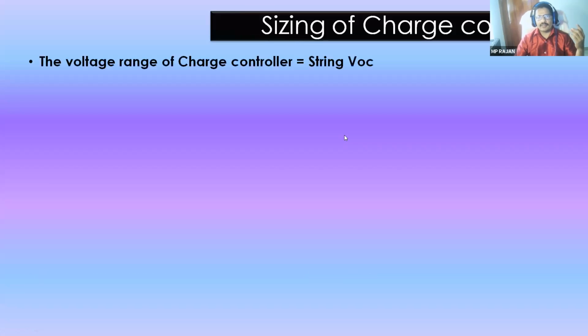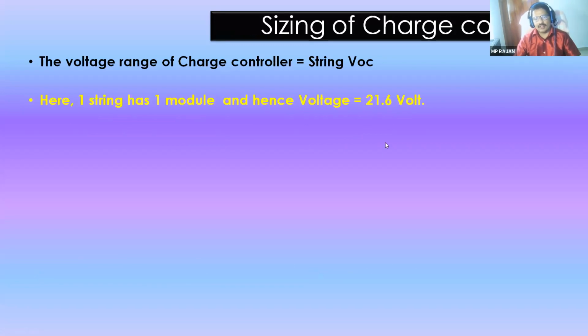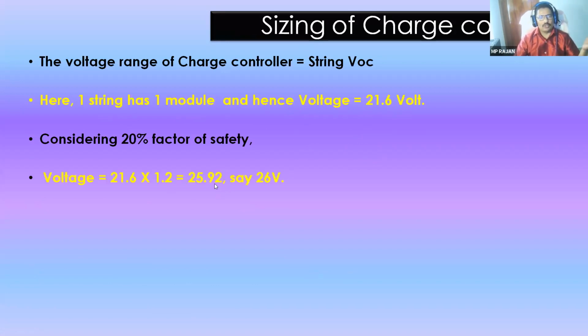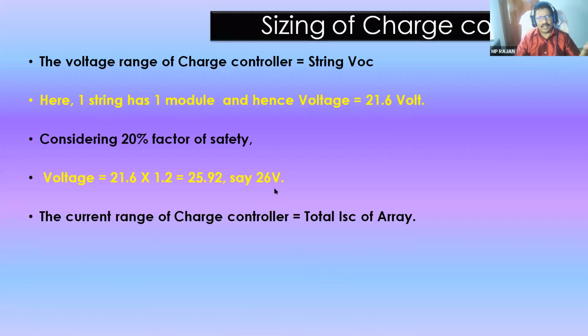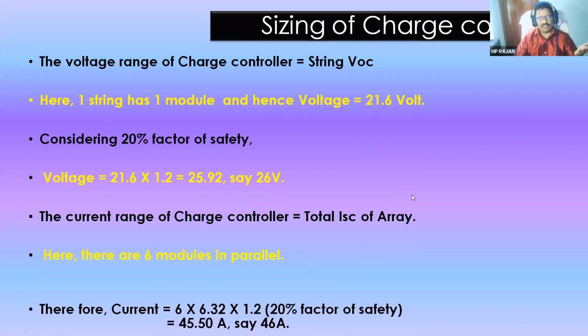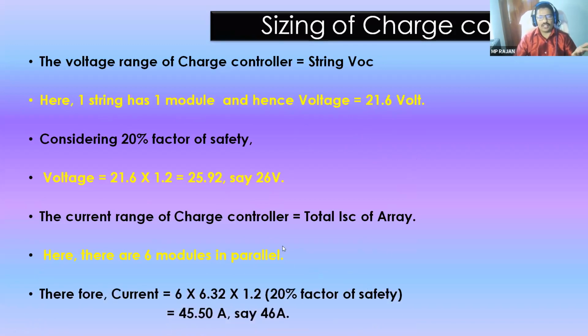Okay. Now the charge controller. In our case, the string voltage, one module has a voltage of 21.6 volt. We are seeing the specification of the solar module. Okay, and with 20% additional for safety purposes, your charge controller should have a 26 volt sustainable capacity. Similarly, the ISC current we have seen from the solar specification. There are 6 modules. So 6.32 is the ISC current into 6 modules.